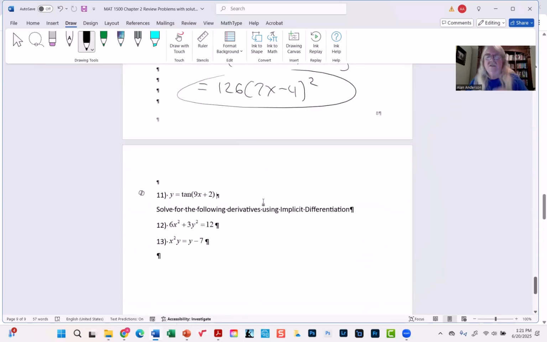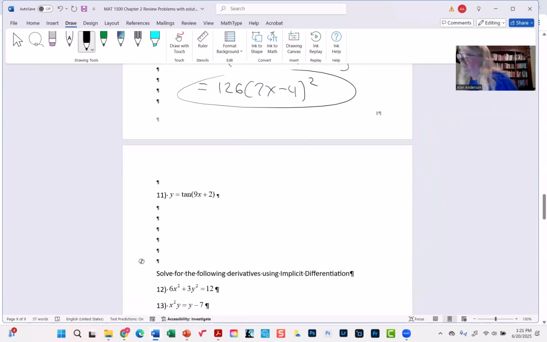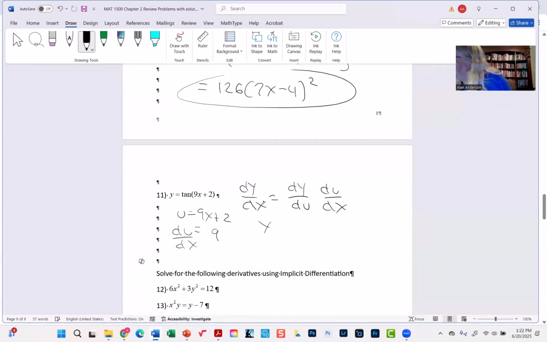And then here's another one. So let's try. If we let u be the 9x plus 2, du dx is 9. And then the function itself, the tan u. The derivative of the tangent, by the way, is, from our table, secant squared.